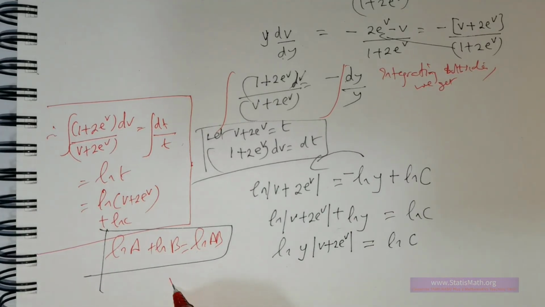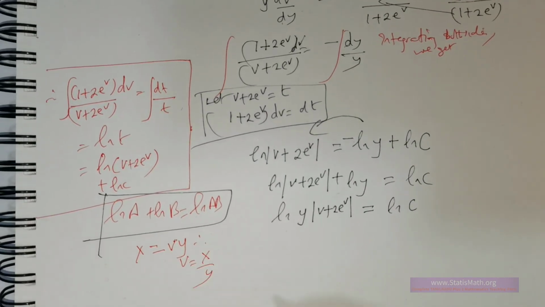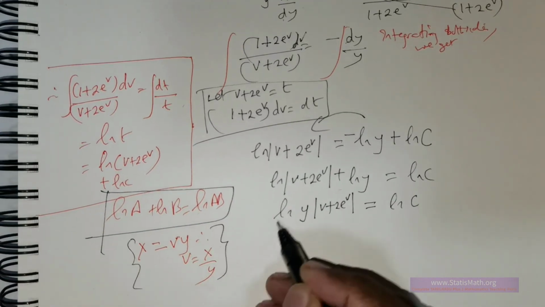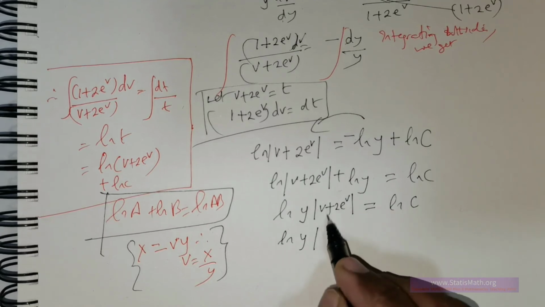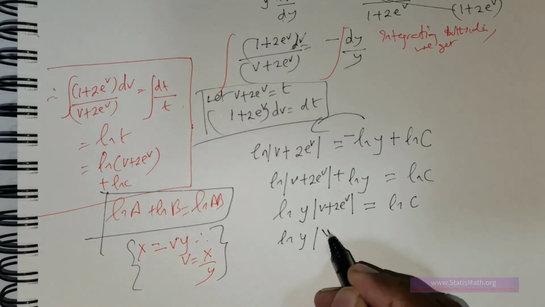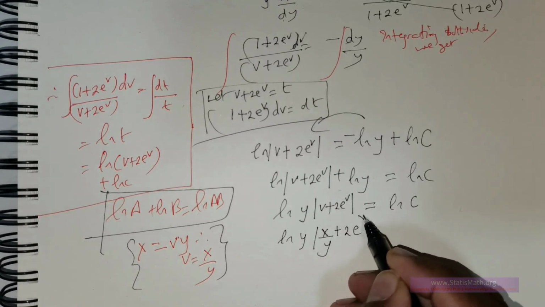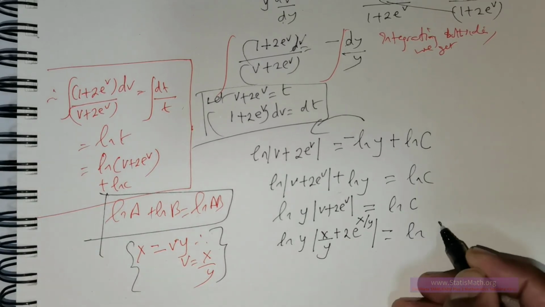Now we know that we started off by taking x to be equal to v times y, so therefore v will be equal to x over y. So I would be using that substitution over here. This is going to be ln of y times, in place of v, x over y plus 2e raised to the power x over y, with a modulus sign, is equal to ln c.